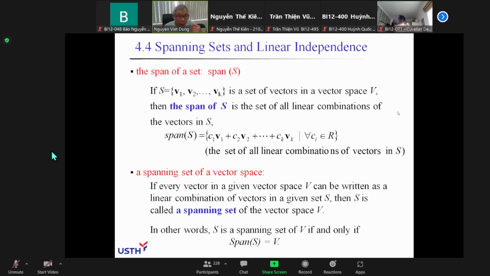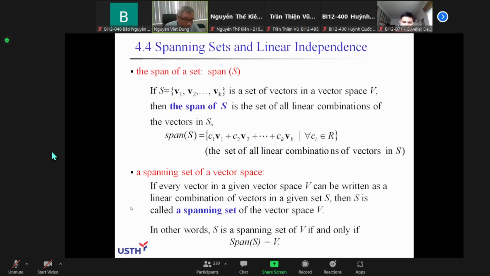And next we study what we call spanning set and linear independence. Suppose that we are given a set S of k vector inside V. Then span of S will be the set of all linear combination of vectors inside S, or by formula you have span of S to be that one. Here Ci is any number, any real number.